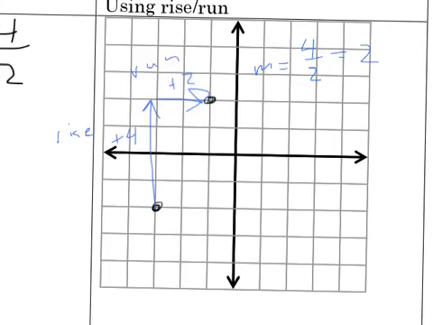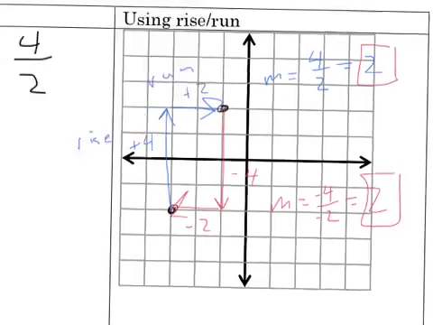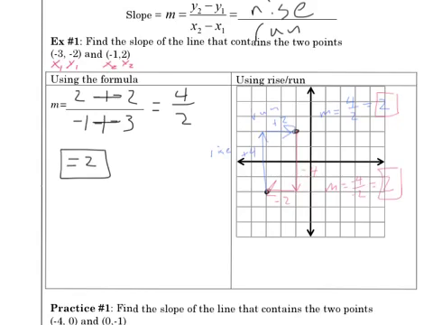And what if I went from the other point? I could go down and then back. That would be going down 4 and back 2. That's the same thing, right? Slope is negative 4 divided by negative 2. A negative divided by a negative is also a positive, so that's also 2. So no matter how we do it, we get 2 for an answer. So that's 2 different ways to find slope. You can do it whatever way you want.